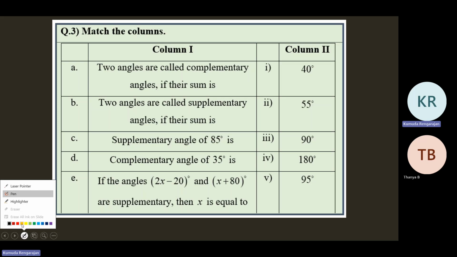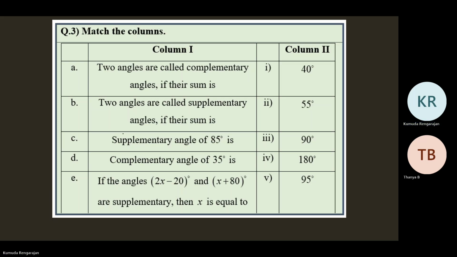Yeah, let's match the two columns. Two angles are called complementary angles if their sum is 90 degrees. Two angles are called supplementary angles if their sum is 180 degrees. Supplementary angle of 85 degrees is 55 degrees? No, 85 plus 55 is not 180.